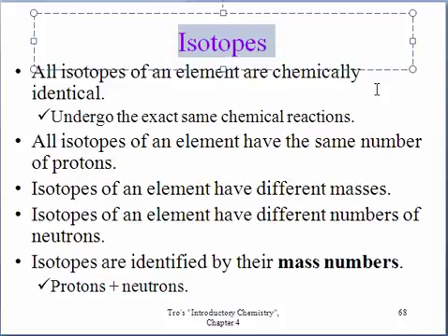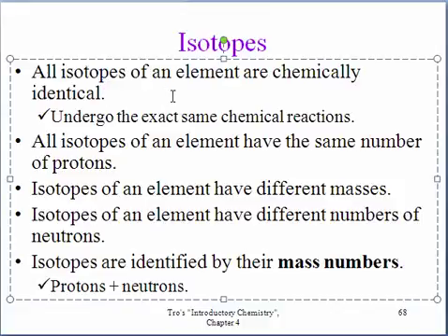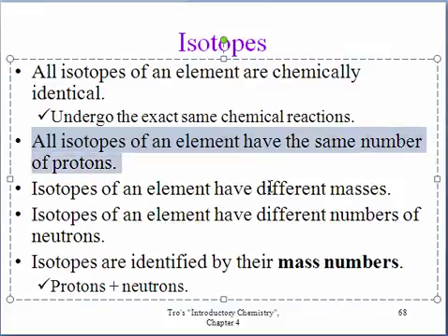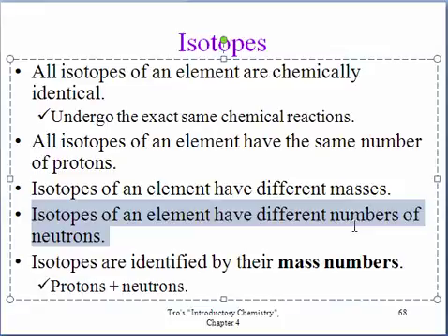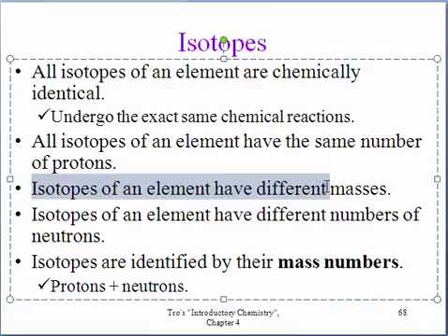Isotopes of an element are chemically identical. Heavier isotopes will move more slowly, but they will undergo the exact same chemical reactions. If we're looking at an isotope of the same element, they of course are going to have the same number of protons. That never changes for a given element. However, isotopes of a given element will have different number of neutrons, and because they have different number of neutrons, they will have different masses.